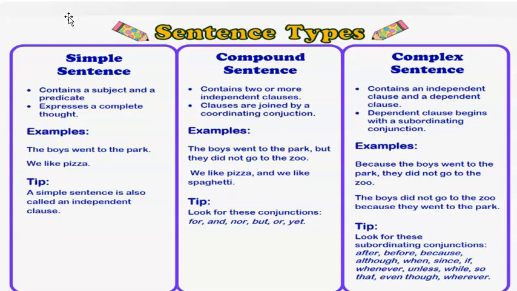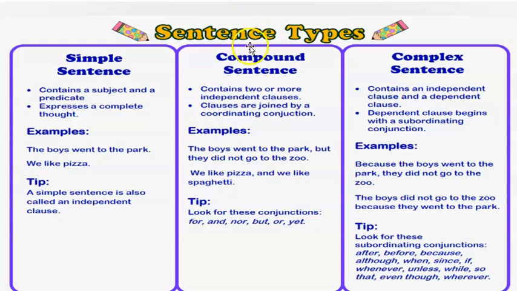The first one, the simple sentence, contains a subject and a predicate and expresses a complete thought. For example, the boys went to the park. We like pizza. The tip: a simple sentence is also called an independent clause.